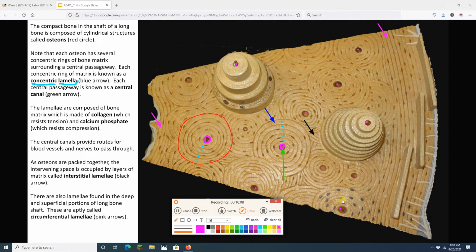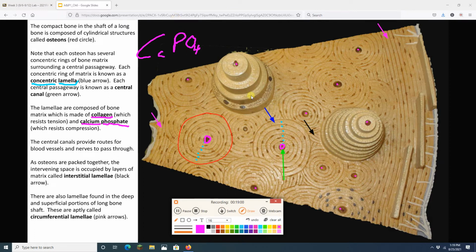Now, like I mentioned a moment ago, the concentric lamellae are rings. They're cylinders of bone matrix. As bone matrix, they are made up of two primary things. They're made of good old collagen. Again, we have collagen to resist tension, but they're also made of calcium phosphate. And that's what makes the bone hard, the calcium phosphate. If you are a chemistry nerd like myself, then calcium phosphate right there. Calcium phosphate makes the bone hard, which lets it resist compression. That's what weight support is all about. It's all about resisting compression.